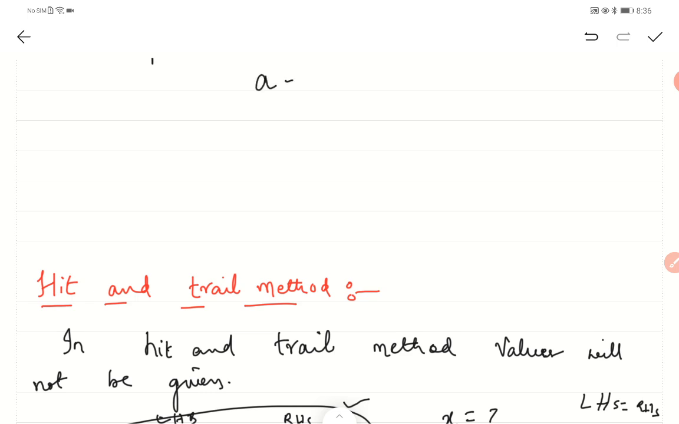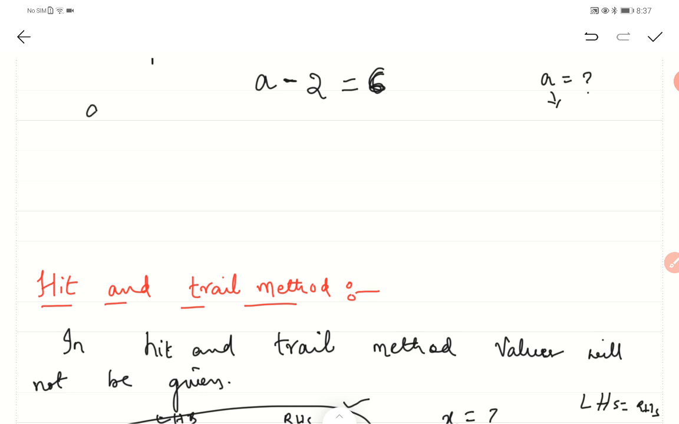Okay, this is our equation. We need to solve this equation by trial and error method. Solve in the sense we need to find the value of x, sorry, a. Here the variable is a. All right, so here it is given 6.